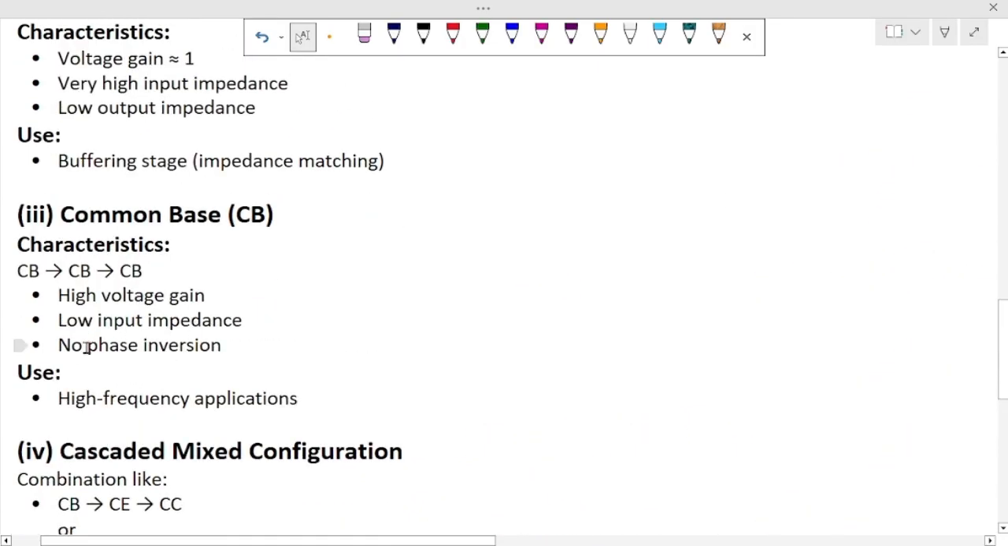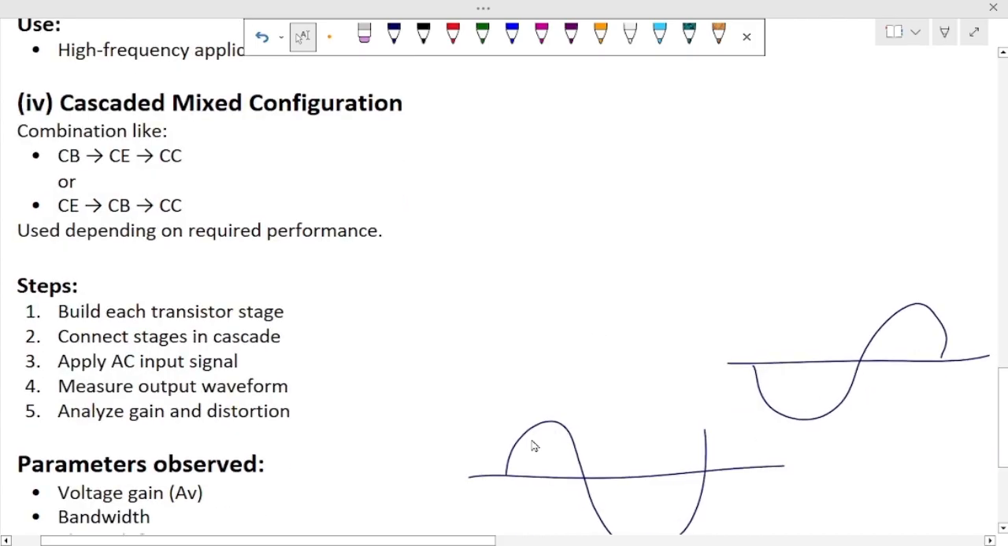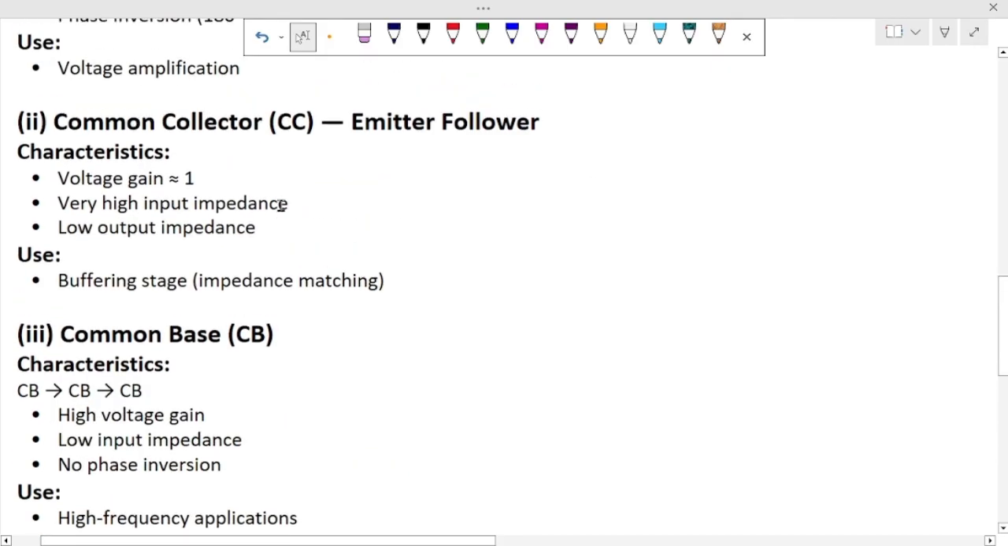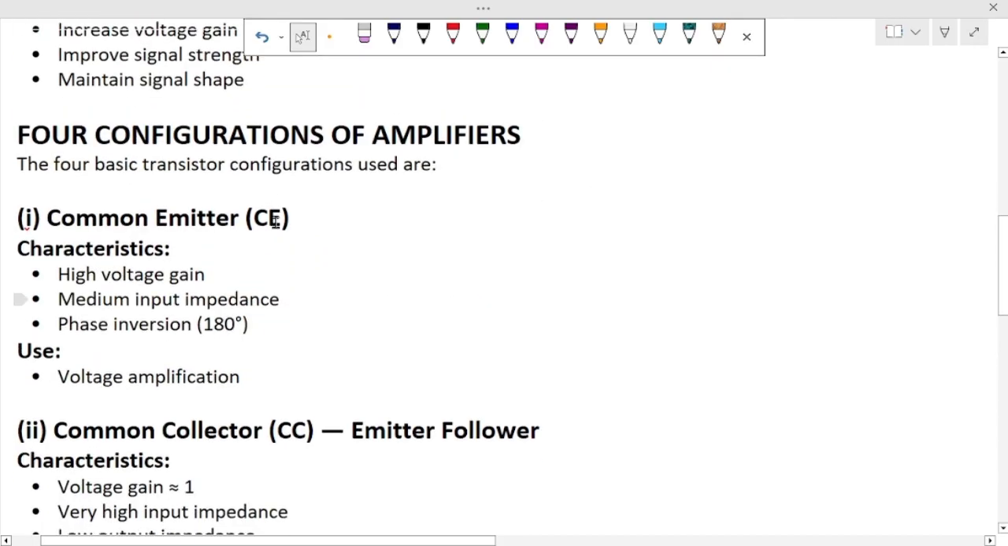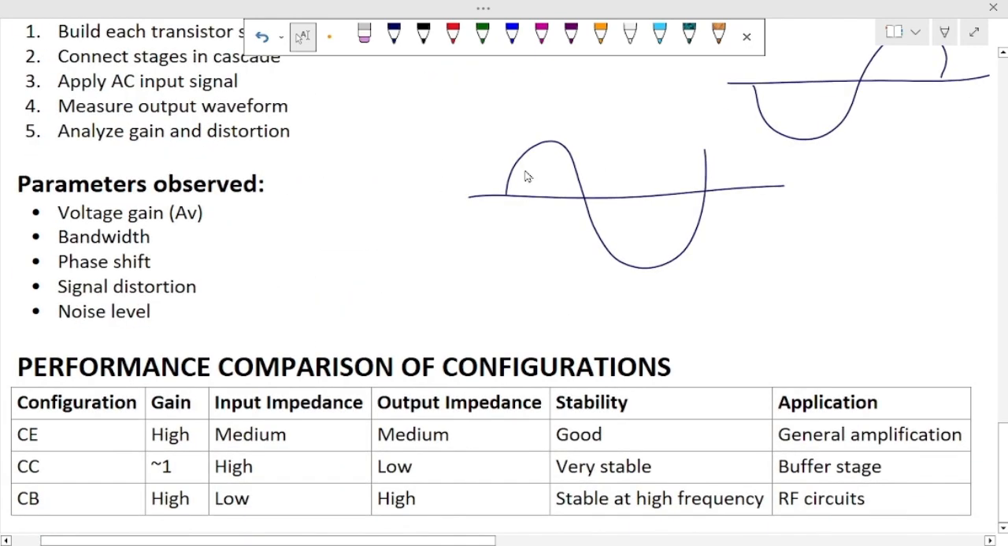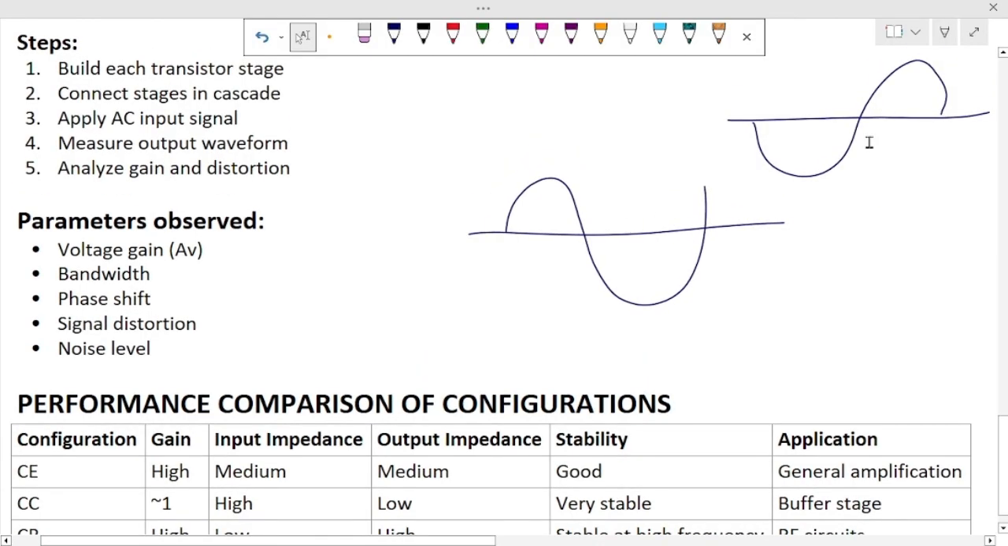So you see the phase shift. Look at it. If we have no phase inversion, meaning the shape we have as input is exactly the same shape as output, that's common base. But if we have phase inversion of 180 degrees, that's in common emitter, meaning if our input is like this, our output will now be like this. That's for 180 degree phase shift, and it happens in common emitter.